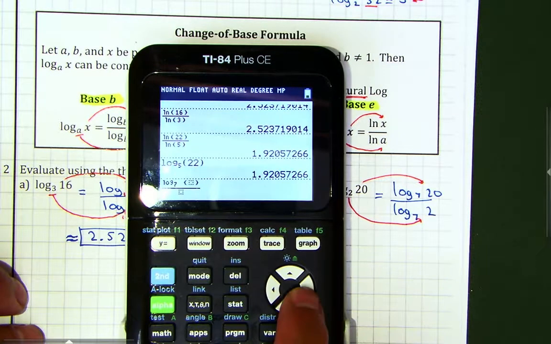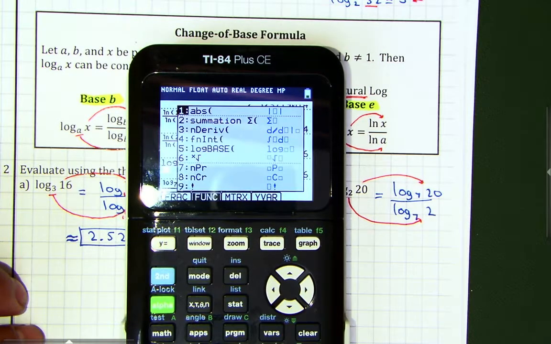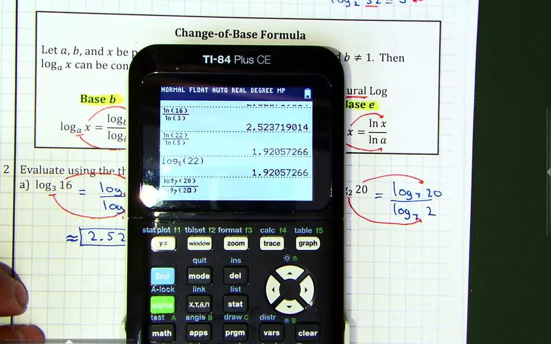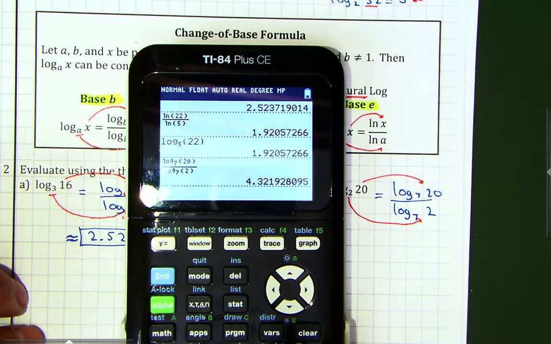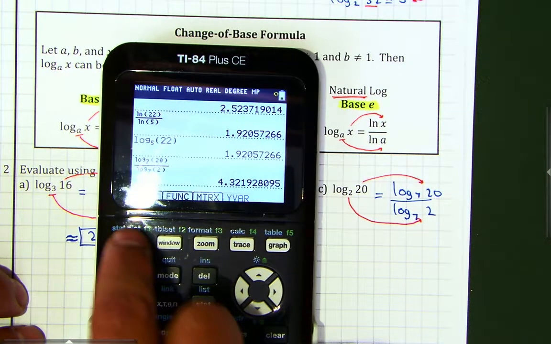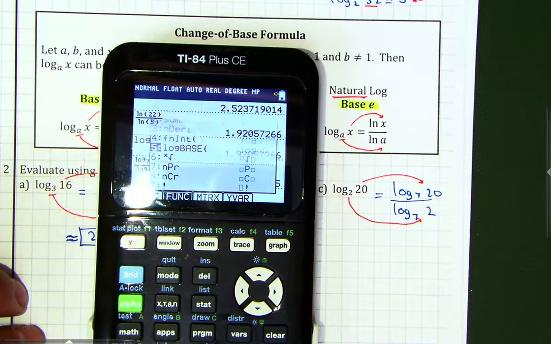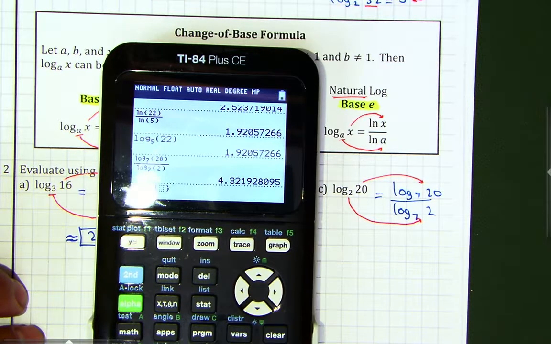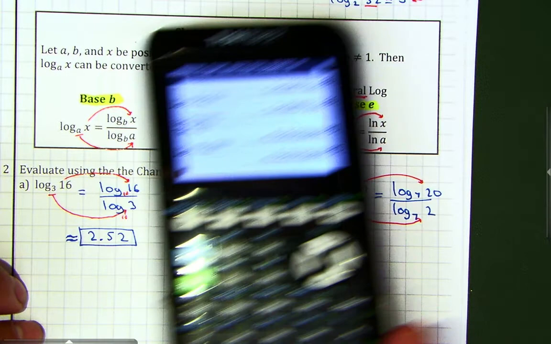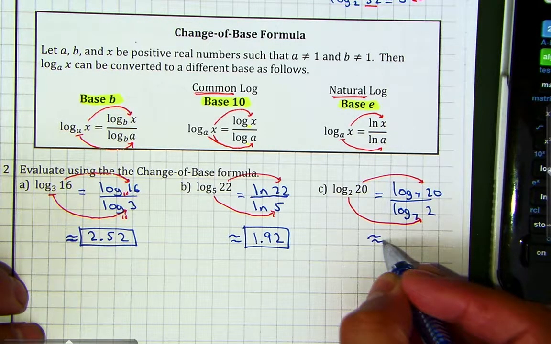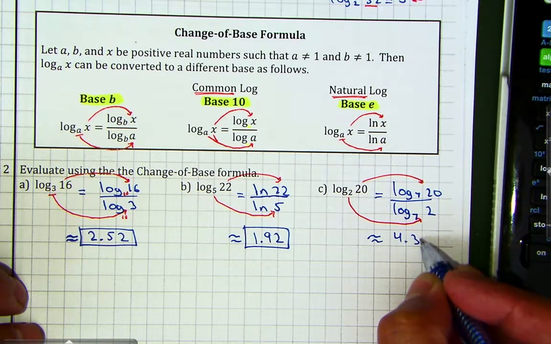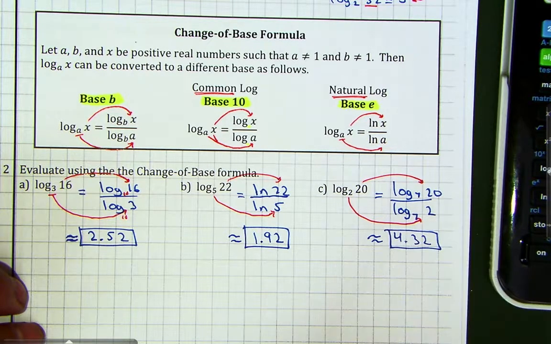log base 7 of 20 over log base 7 of 2. So that should be correct. And if I check my answer by using the original notation, it should give me the same answer. And it does. So therefore, it's approximately 4.32. Remember, the logs are basically another way of writing exponents that happen to be decimals.